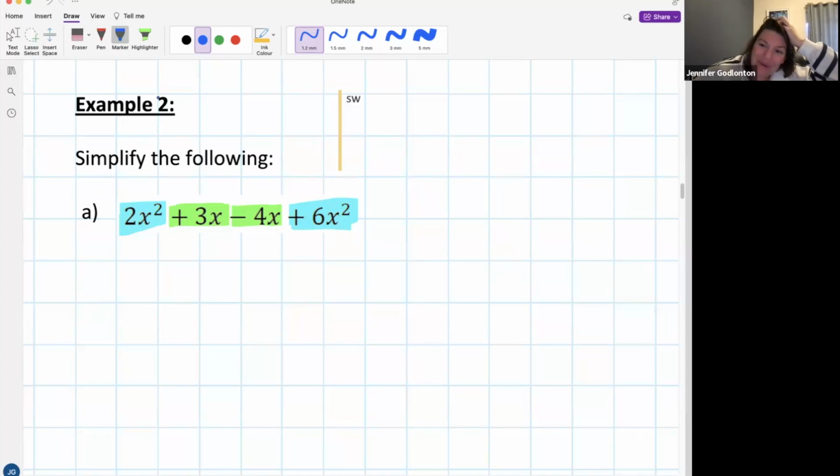And that is a beautiful answer. Good. I'm liking that 8x squared. You see, we're already making progress.